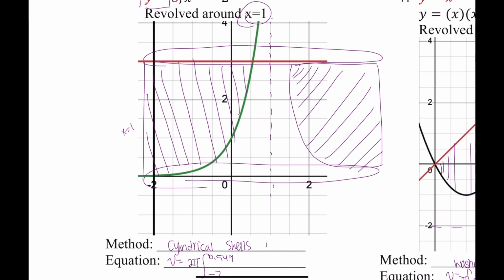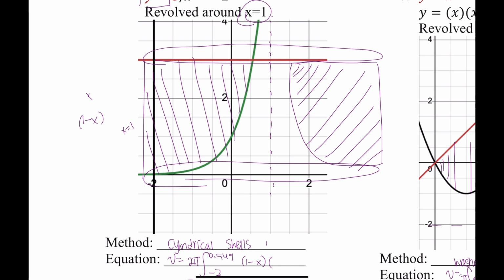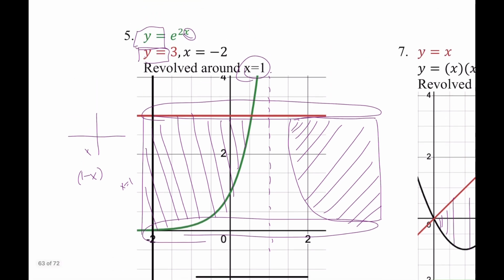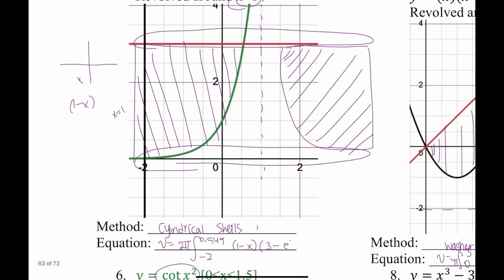So that's why instead of just saying x as our radius, we're going to say 1 minus x. And then the height, because this side is going to be the radius, so our height is going to be perpendicular: y equals 3, so 3 minus e to the 2x. And then dx would be our answer.